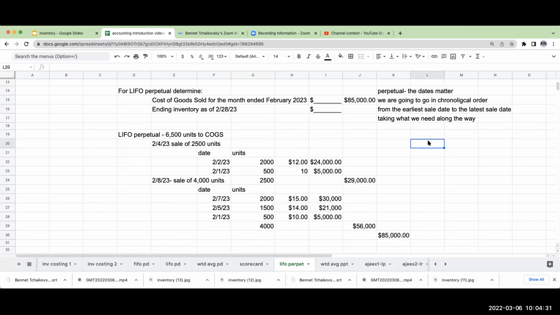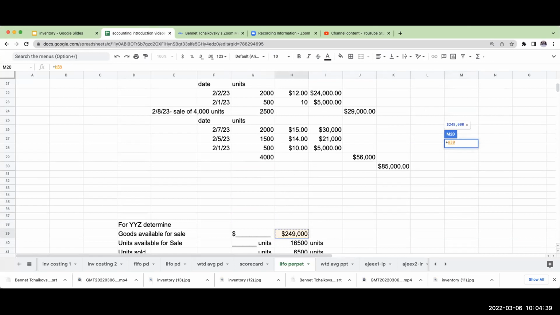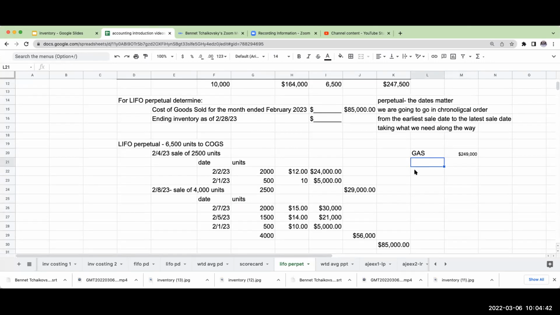Once I have my cost of goods sold, what I can then do is say, well, my goods available for sale was 249,000. This is why the costs are so important to compute properly. Less my cost of goods sold. My cost of goods sold over here is 85,000, which is going to give me my ending inventory over here of 164,000.